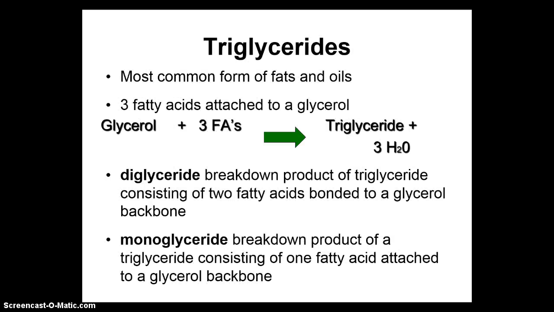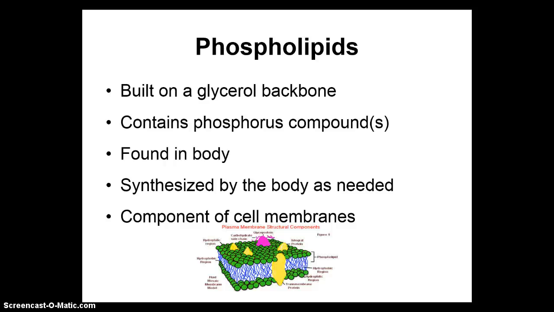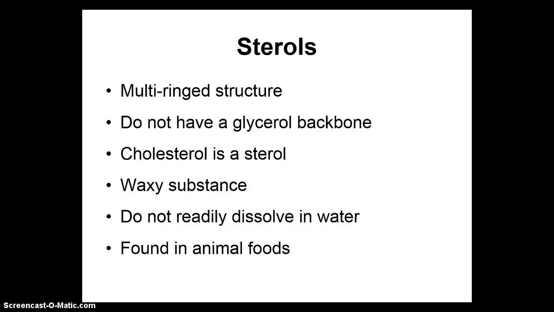So those are the simplest form, fatty acids. When we move to talk about triglycerides, what we're talking about in triglycerides is a glycerol backbone with 3 fatty acids. So I'll show you a picture in just a second. A phospholipid is like a fatty acid in that it has a glycerol backbone, but it also has phosphorus. And our bodies can make these phospholipids, and this is what our cell membranes are made up of.